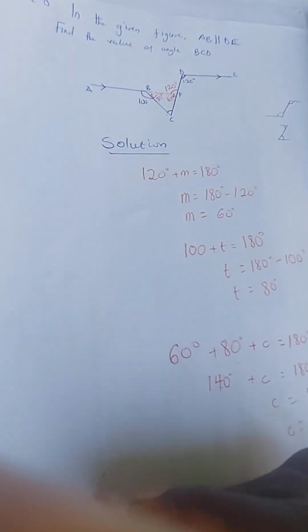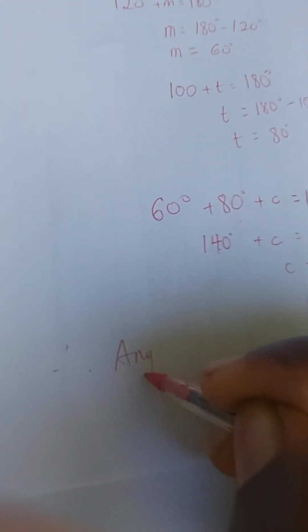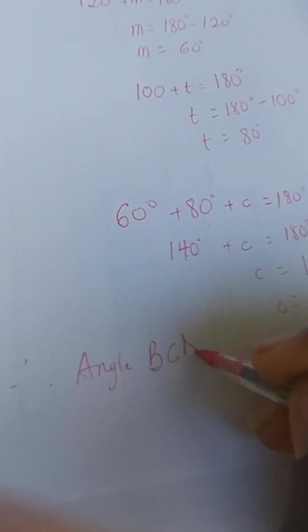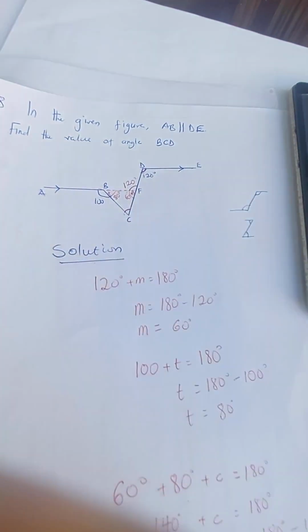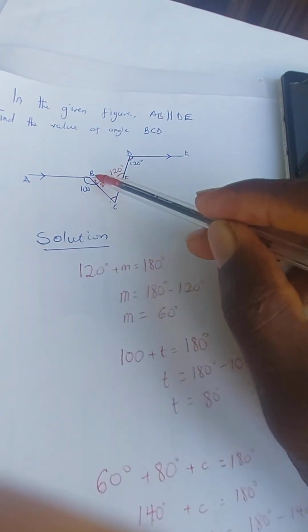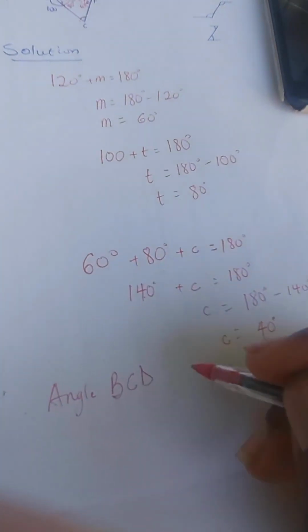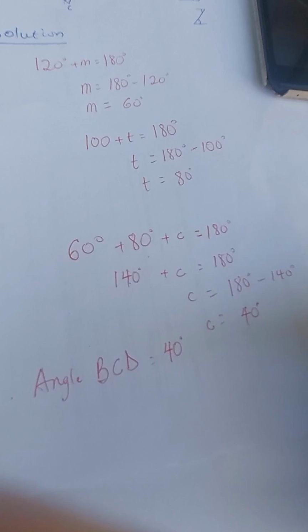Therefore, angle BCD, that's from the question. So you find angle BCD. Angle BCD, so the angle at C, is equal to 40 degrees.